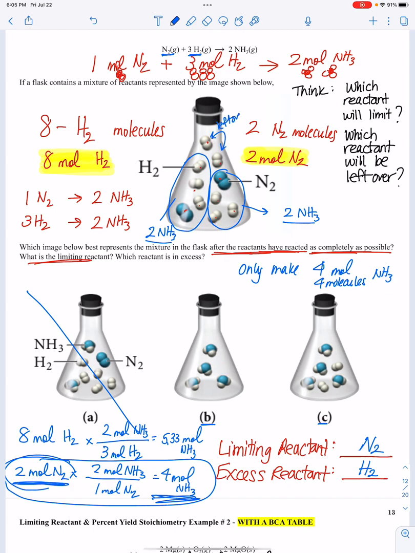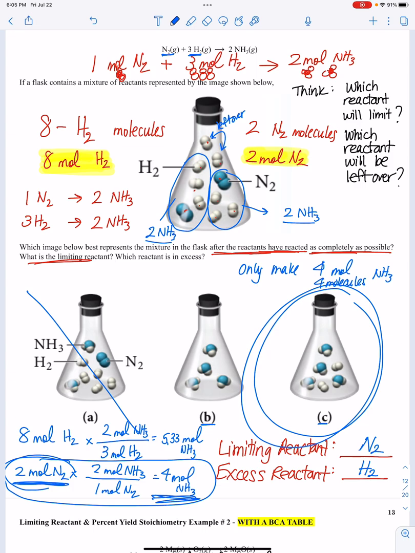I have these 2 H2s that are left over. So I need to find an answer that has 4 NH3s and 2 H2s left over, and that is choice C. This is just like a basics quiz question that you will get in the beginning of the year. You will have to look at a particle diagram and combine these particles and figure out what's going to be left over and what's going to be completely used. Notice my N2 is completely used. I don't have any leftover. I have no leftovers whatsoever.